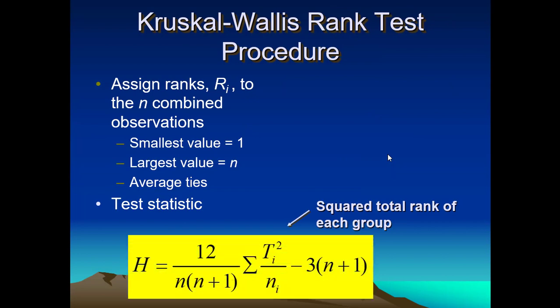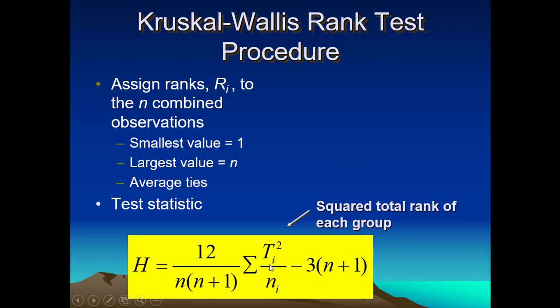Okay. This is the formula. Let's look here. 12 is fixed. N is the number of samples you got. So if you got N of 15, you put 15 here. So 15 times 16. The T here depends on the rank. So if you got 15 ranks, it should be 1 plus 2 plus 3 plus 4 plus 5, and so on and so forth until 15.